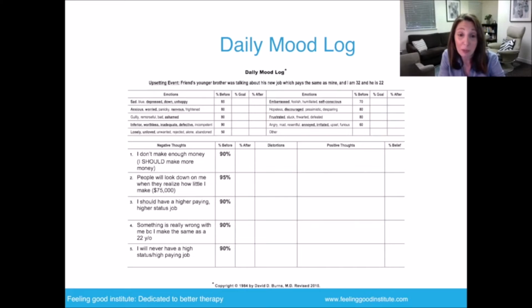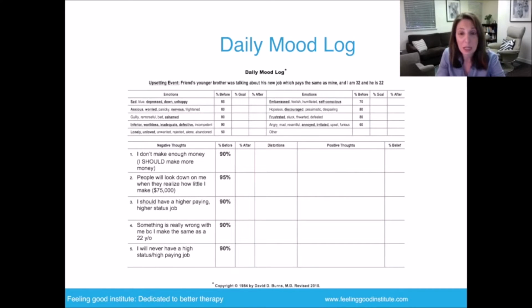I don't make enough money, which is really another way of saying I should make more money. People will look down on me when they realize how little I make. He's telling himself I should have a higher paying, higher status job. And he's telling himself something is really wrong with me because I make the same amount as a 22-year-old. And I'll never have a high status, high paying job. So he has lots of really negative thoughts, right?